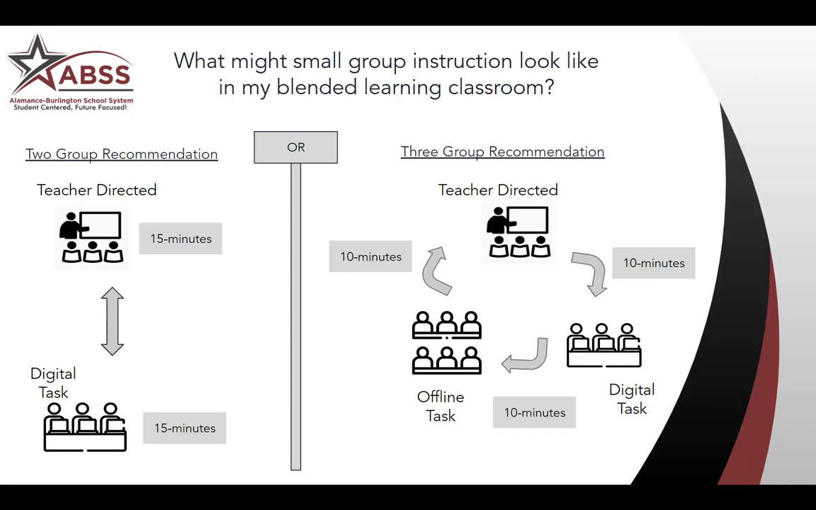When thinking about what small group instruction using blended learning models may look like in your classroom, this image may be helpful. If you are just beginning to consider small group instruction, these two recommendations are a good starting point. With a two group recommendation, how could half of your class be working on a digital independent task, such as an instructional video with accountability, while you meet with the other half of your class for targeted instruction? With a three group recommendation, how could you form three groups of students so that simultaneously the teacher is facilitating targeted instruction, a group is working independently on online tasks, while another group may be working collaboratively on offline tasks?